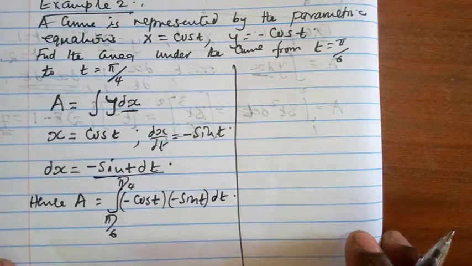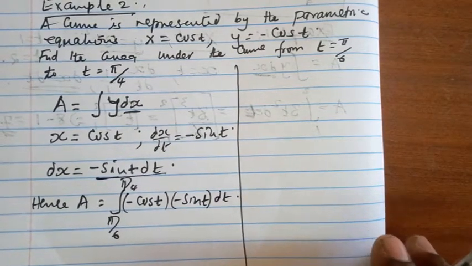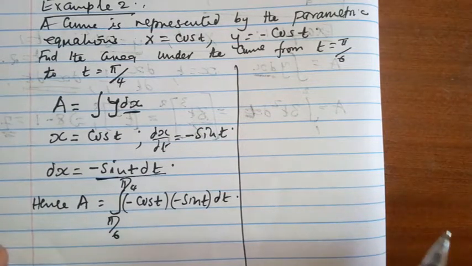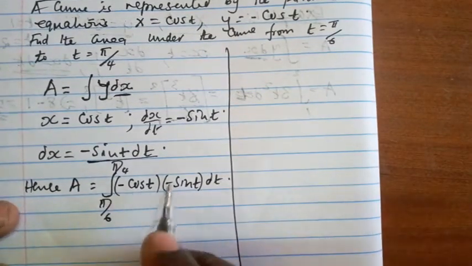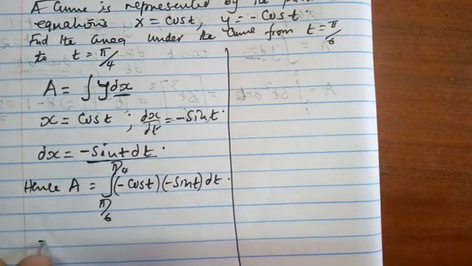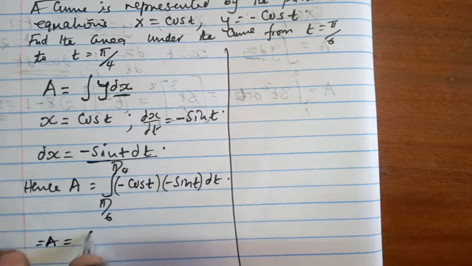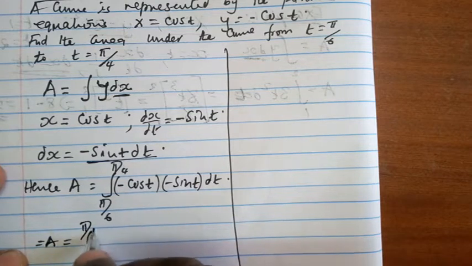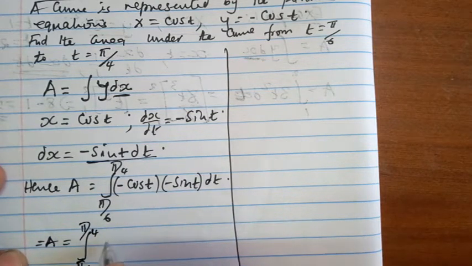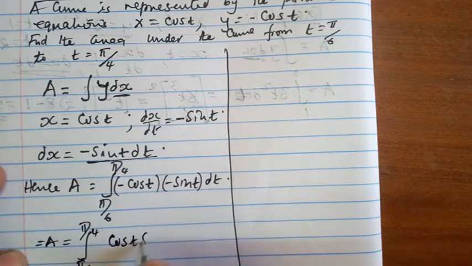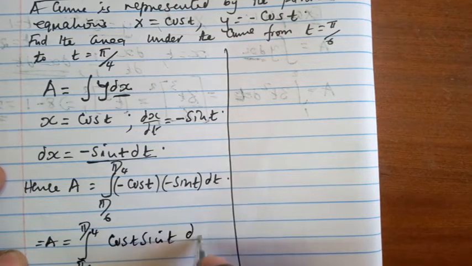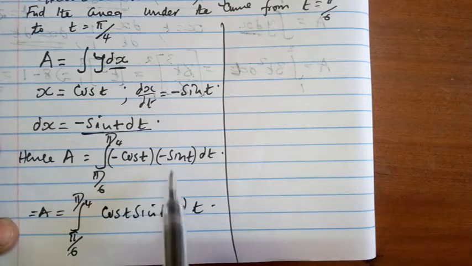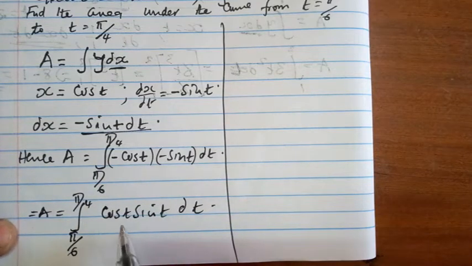Fine. At that particular point, we know that this one is going to be positive, and it's going to be positive, so the area is going to be the integral from pi over 6 to pi over 4 of cos t sine t dt. Why? Because negative times negative gives us positive.